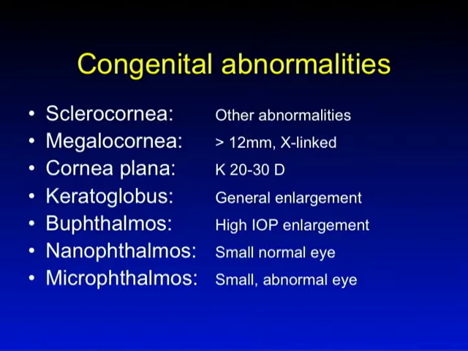Sclerocornea, which is basically the cornea that is opaque, is frequently seen associated with microphthalmos. It's just like a continuation of the sclera. You don't see the limbal area well. Megalocornea is more than 12 millimeters. It's usually X-linked.